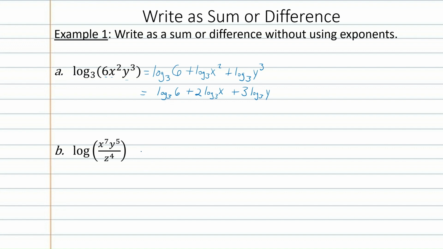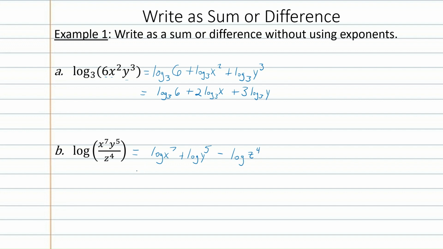Now let's look at part B. The log of x to the 7th times y to the 5th over z to the 4th. We're going to convert this into the sum and difference of logarithms with no exponents. The two top numbers here, the x and the y, to their respective exponents are going to be added. The z is going to be subtracted. So we're going to convert this to log of x to the 7th plus log of y to the 5th minus log of z to the 4th.